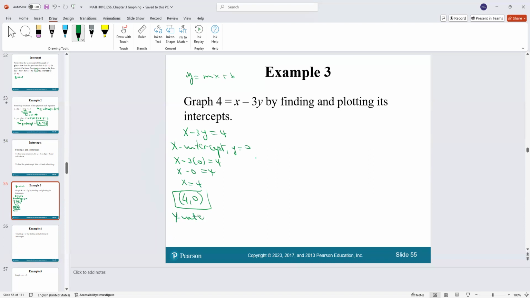Y-intercept, remember, x is 0. So that means I have 0 minus 3y equal 4, negative 3y equal 4. Divide both sides by negative 3. We know y would be negative 4/3. So again, the point we have here, remember, x is 0, so y is negative 4/3. It will be between negative 1 and negative 2.